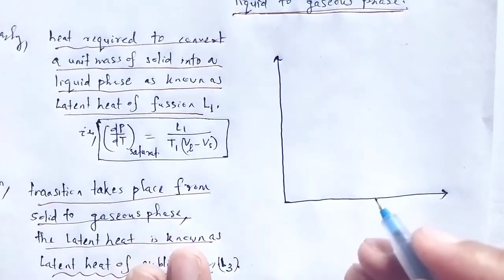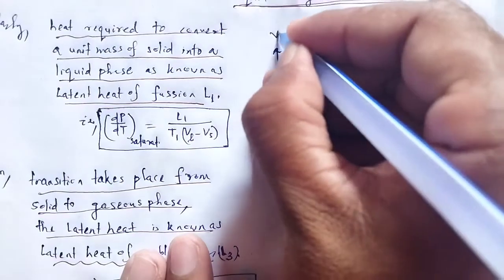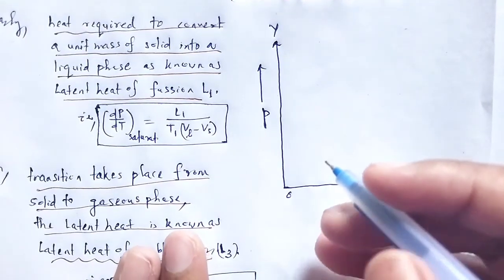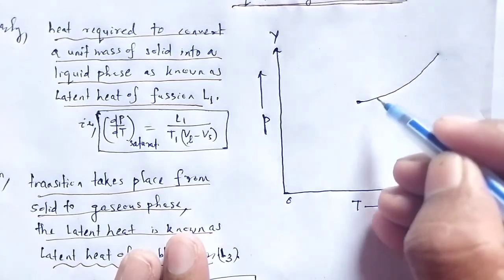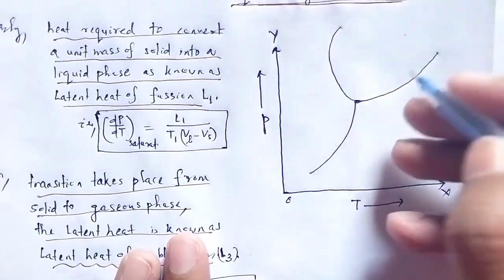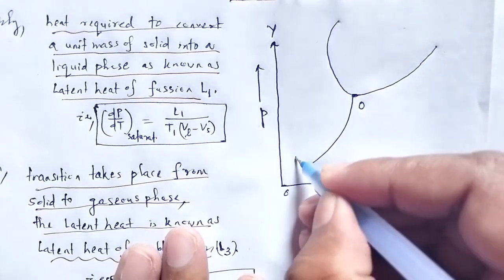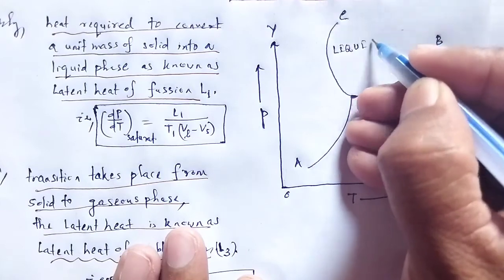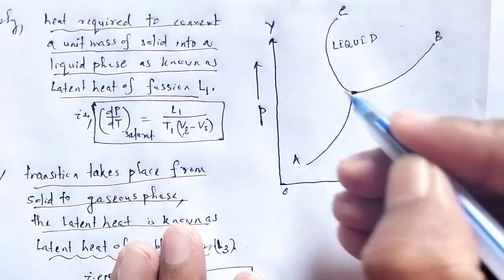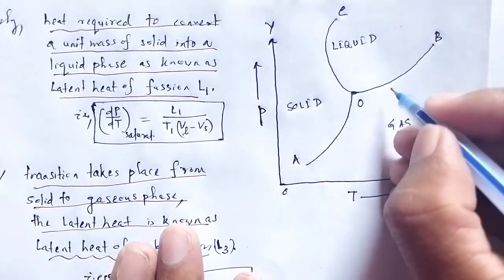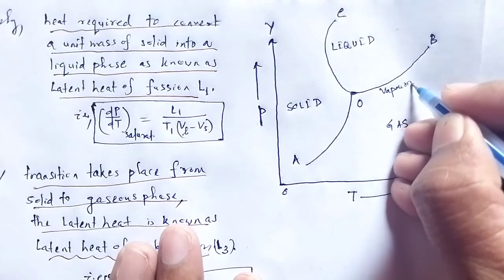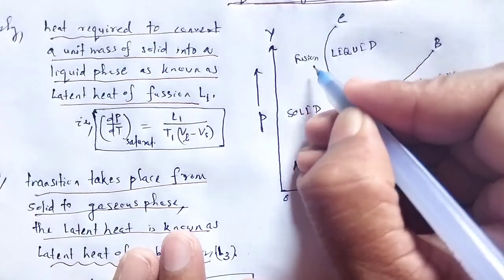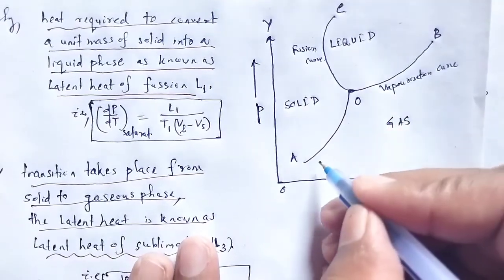If we take temperature on the x axis and pressure on the y axis, then the graph will be this. A, B, C. Here is the liquid, here is the gas, here is the solid, and that curve is the vaporization curve, that curve is the fusion curve, and that curve is the sublimation curve.